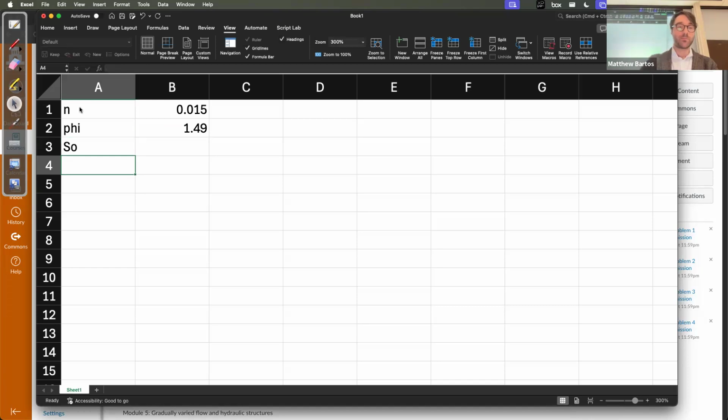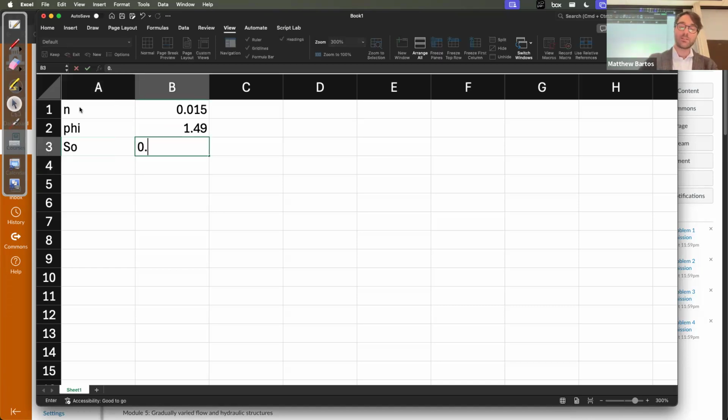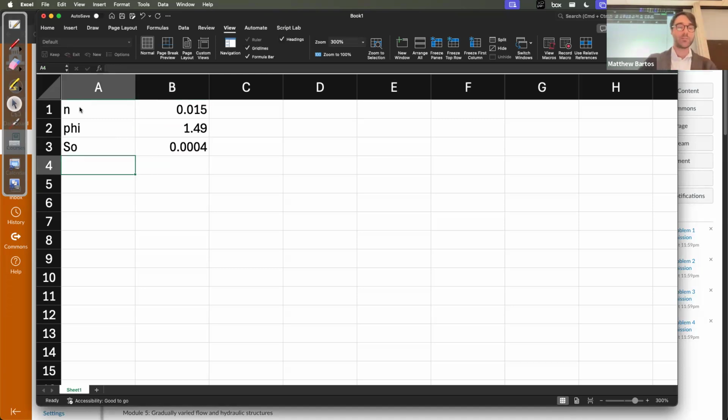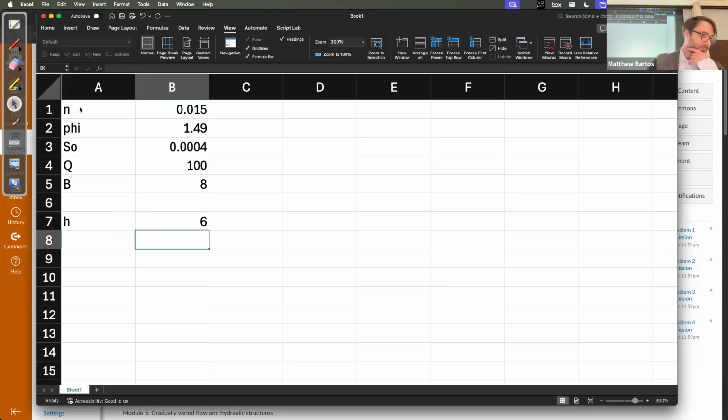We have our bottom slope, this is given by 0.0004. We have our discharge, which is known. This is given by 100 cubic feet per second. We have our bottom width, which is given by 8 feet. And we have H, which is our unknown. So I'm going to give this an initial guess of 6 feet.